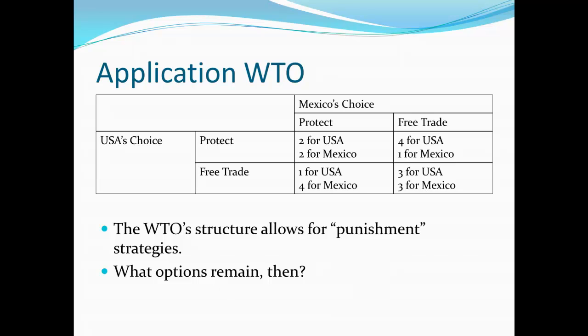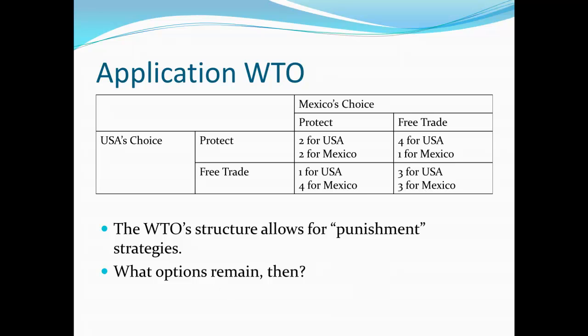Now, one application of this repeated prisoner's dilemma is the World Trade Organization. So imagine we could boil down the World Trade Organization to just two institutions. One is the US, the other is Mexico. And the US and Mexico are trying to decide what they're going to do with their trade policy. You could either adopt a protectionist trade policy or a free trade policy.